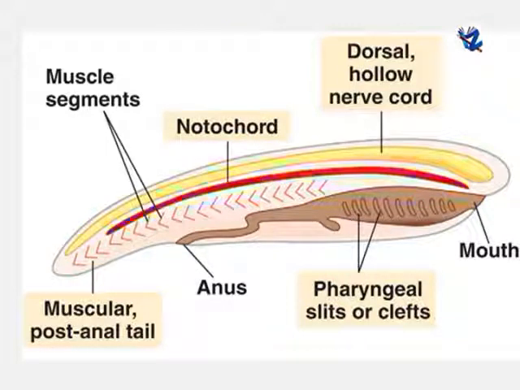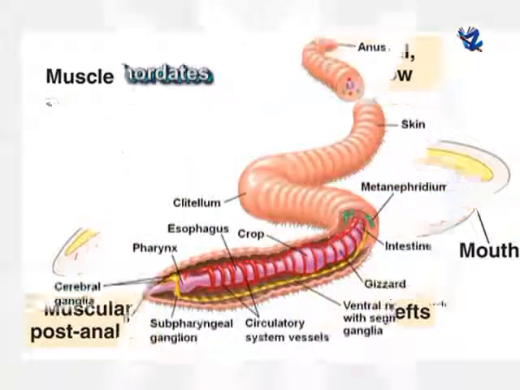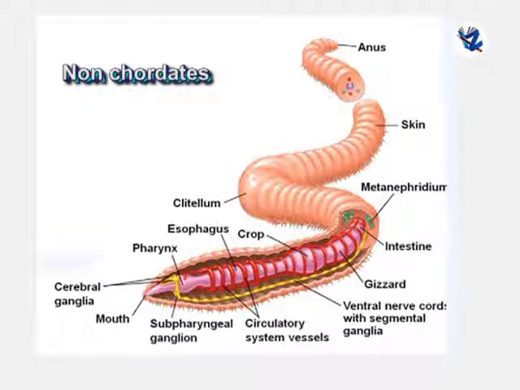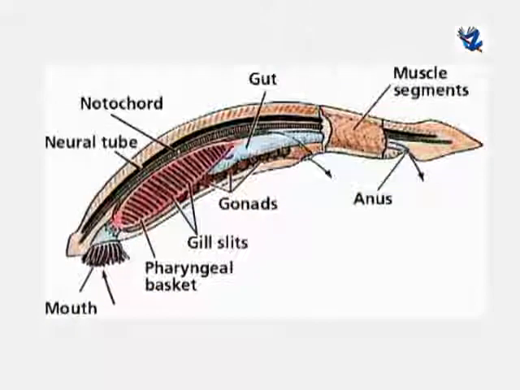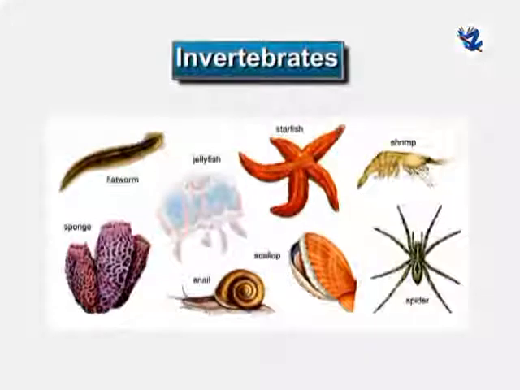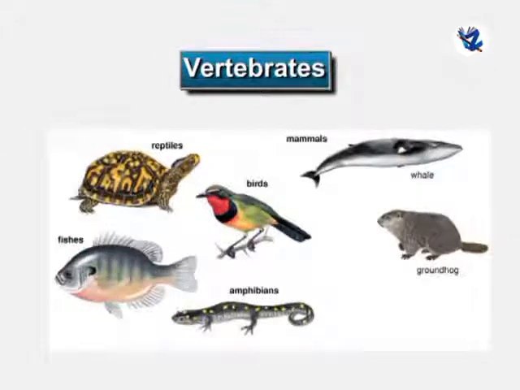A notochord is a stiff, rod-like structure made up of tightly packed vacuolated cells which run along the mid-dorsal line. The animals showing absence of a notochord are non-chordates, while the chordates have a notochord during some stage of their embryonic development. Invertebrates are the animals without vertebral column, while vertebrates have the vertebral column.